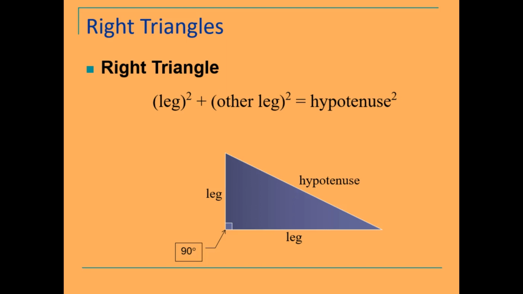Sometimes we call this the sum of the legs squared is equal to the hypotenuse squared. Replacing the names of these sides of the triangle with the letters A and B for the legs, and C for the hypotenuse, we have a common representation for the Pythagorean theorem: A squared plus B squared equals C squared.